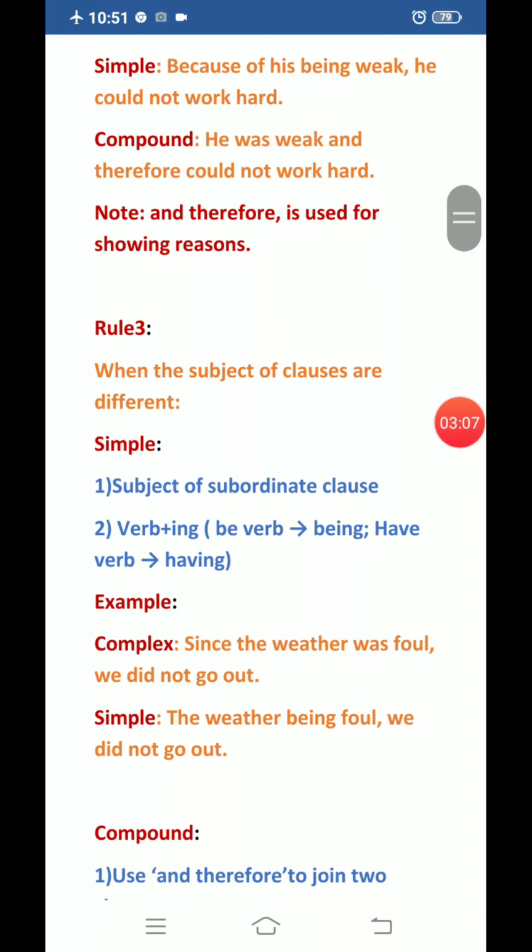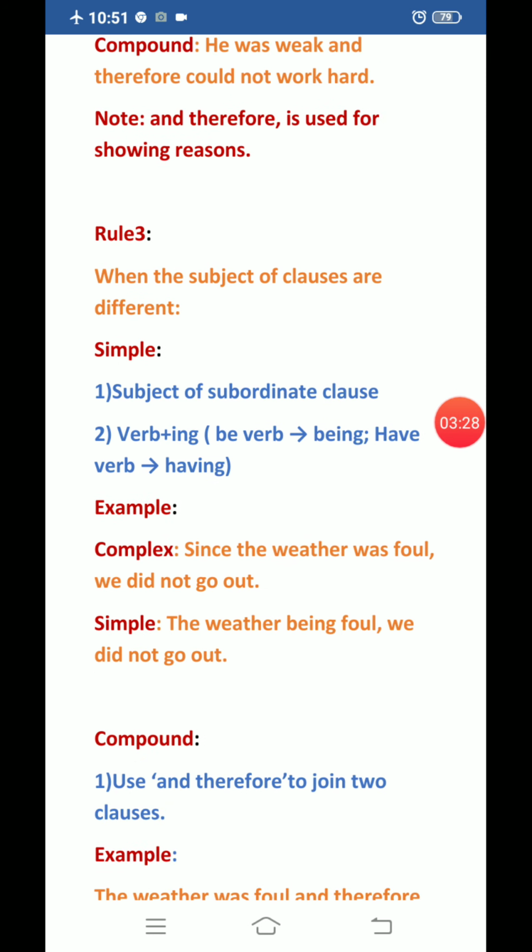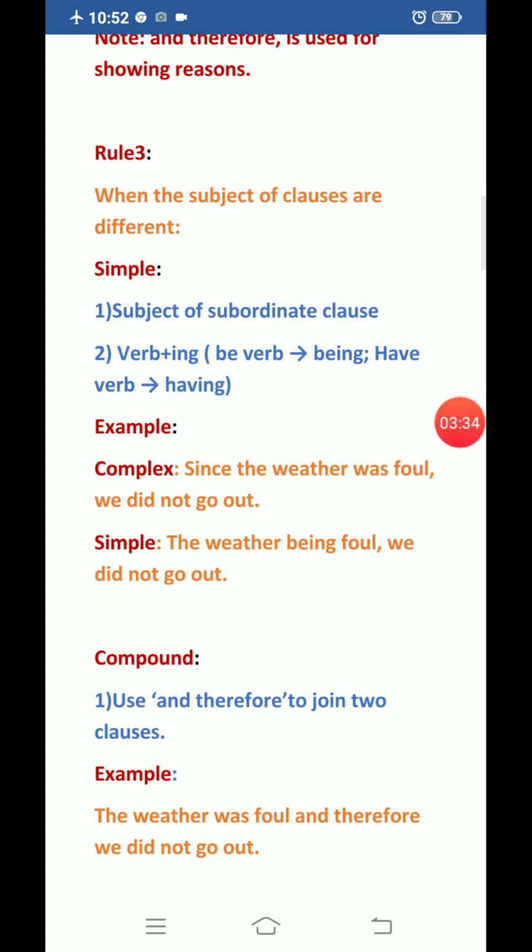Rule number 3, when the subjects of the clauses are different. To interchange from complex sentences into simple sentences, the rules to be followed: number 1, keep the subject of the subordinate clause. Number 2, verb plus ing. Here a be verb is followed by being, and have verb by having.